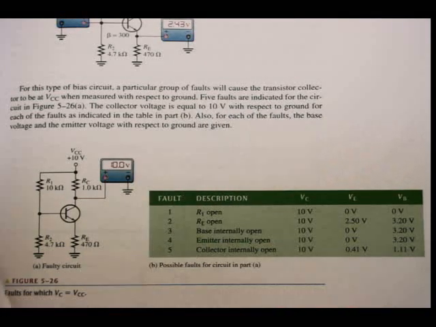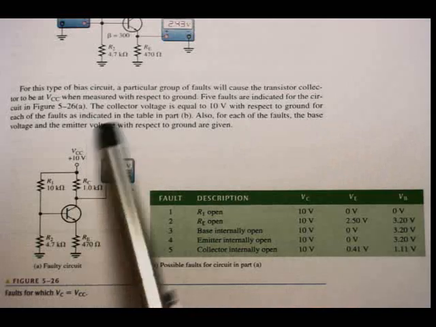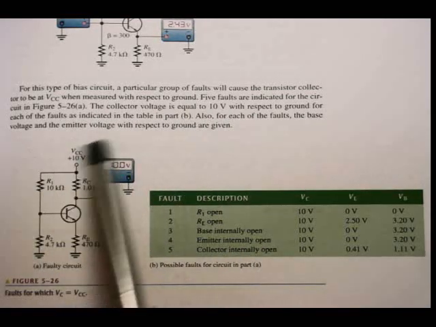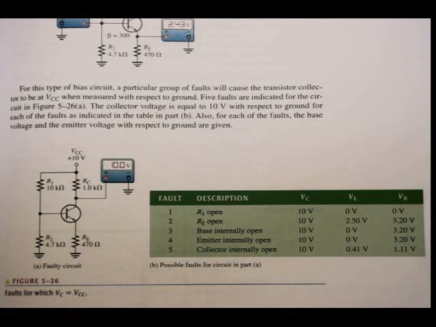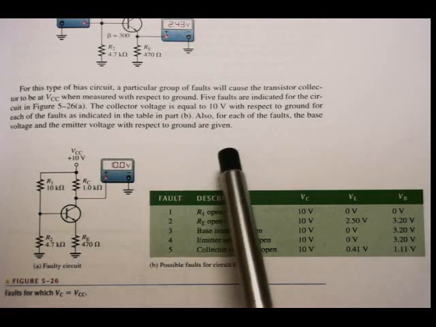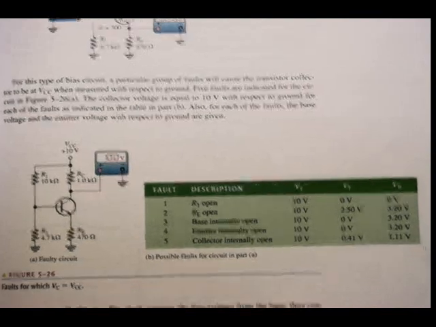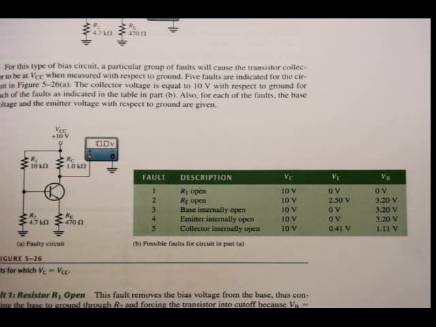Alright, 5 faults are indicated in the circuit in figure 5.26A. The collector voltage is equal to 10 volts with respect to ground for each of the faults, as indicated in table part B. Also for each of these faults, the base voltage and the emitter voltage with respect to ground are given. So if you go and look at that table, I can see there that they say fault number 1, the description for that is that R1 is open, voltages being measured, VC is 10 volts, VE 0 volts, VB also equal to 0 volts.